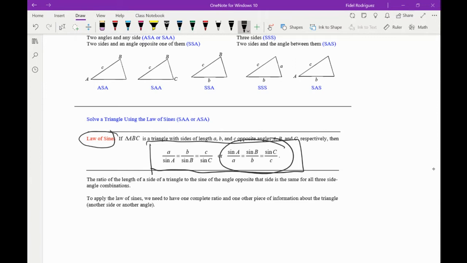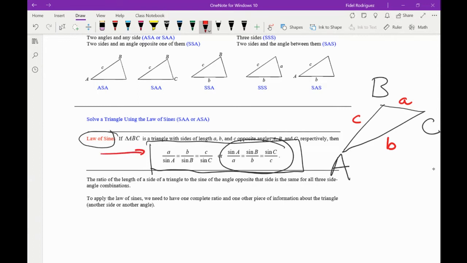What's important is that when we label our triangle, whatever kind of triangle we have, suppose I call this angle A, this angle B, and this angle C, then the sides across from those angles are going to be my little a, my little b, and my little c. It needs to be labeled that way. So this way we can write the proportions that are actually going to be correct, okay? So it says the ratio of the length of a side of a triangle to the sine of the angle opposite is the same for all three angle combinations. And that's really what they're referring to right here.